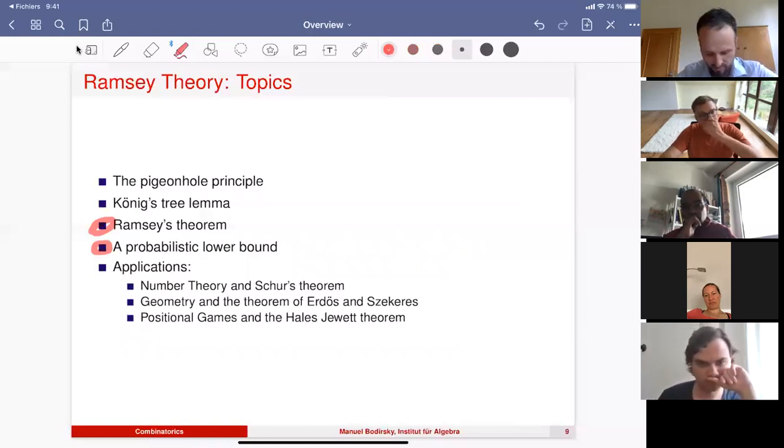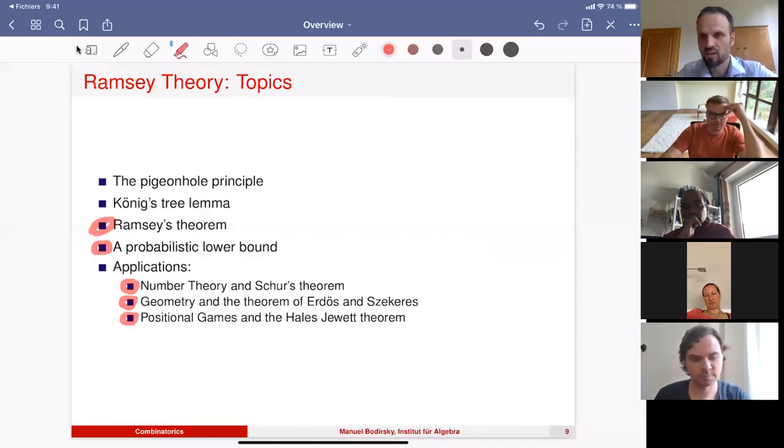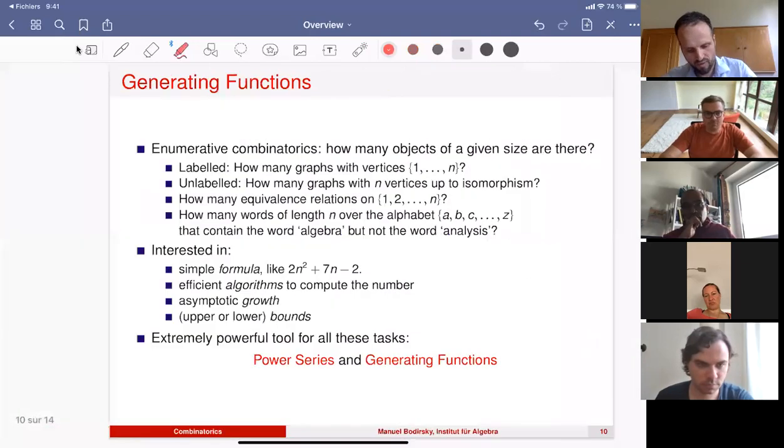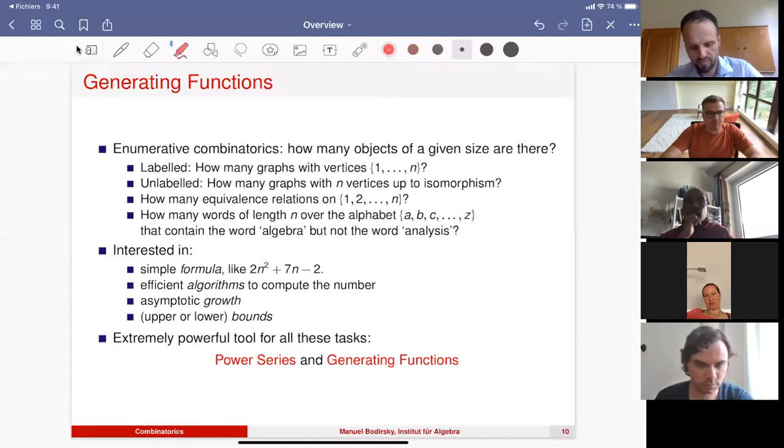And then I present various applications. There are lots of applications, and I've selected 3, one from number theory, one from discrete geometry, and one from, well, positional games, where you learn how to apply these Ramsey statements. All right. And then there is the 4th chapter, generating functions.